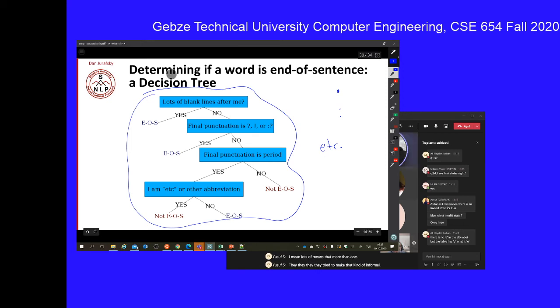See, this is determining if a word is end of sentence. I am a word and I am asking this question. After me, are there lots of blank lines? More than one line? Yeah, okay, you are end of sentence. Okay.